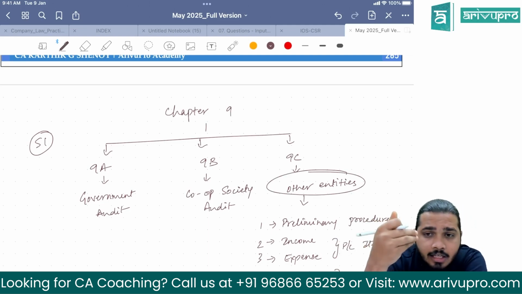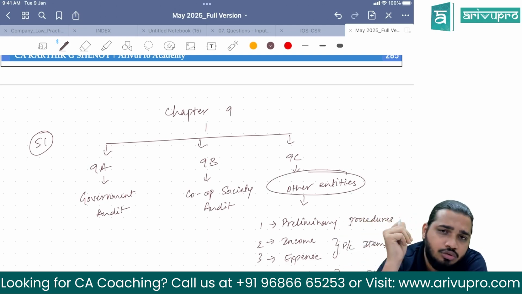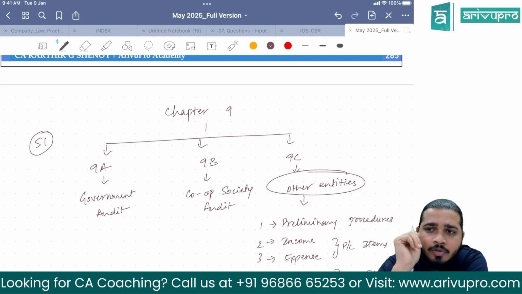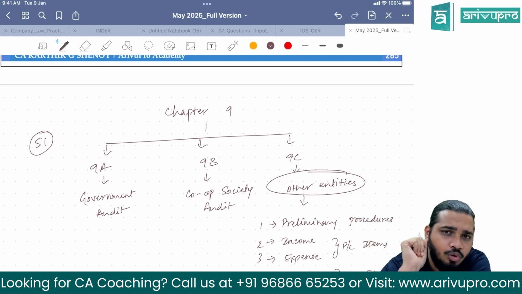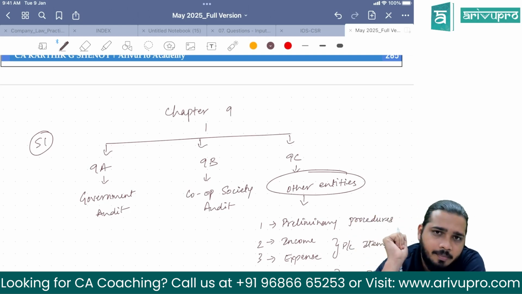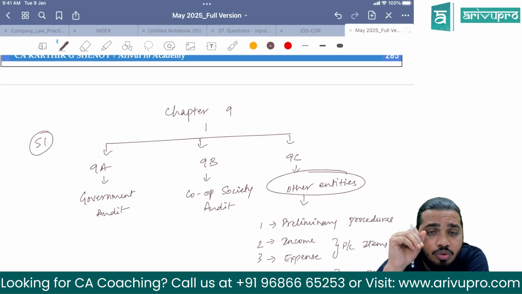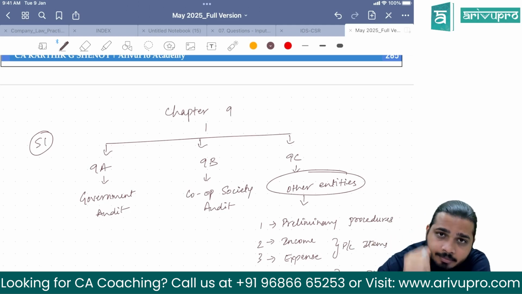Clear? In 9A also you have actually so many things to study: performance audit, expenditure audit, revenue audit. Clear? So you have so many things to do there. Part by part, if you do, it is much better. Clear? This is how you study chapter number 9.